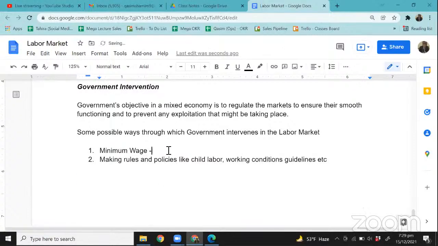Then moving on to the second one, making rules and policies. So again, when you make policies around child labor and working conditions, I'm not saying that those are not important. Those are more than important, right? But what happens actually is that it increases the cost of hiring labor. Whenever these policies are made, when you have to improve the working conditions for the workers, and you cannot hire child labor, which let's say previously was happening, then companies' cost of hiring and retaining labor is higher, which would obviously again mean that they would want to look for alternatives where they can replace labor with machines and other technology.